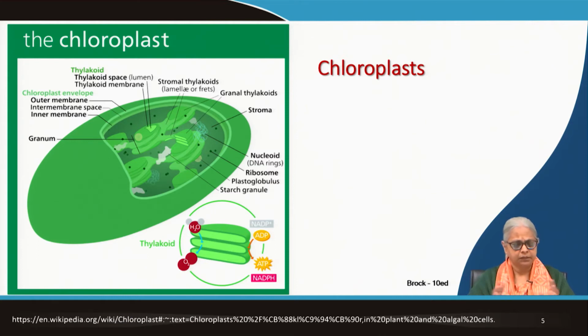Again, let me back up a little bit. The nucleoid is freely floating throughout the stroma, as are the ribosomes. And you also have storage granules like starch granules and so on.